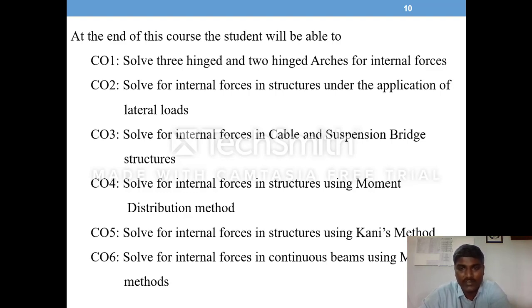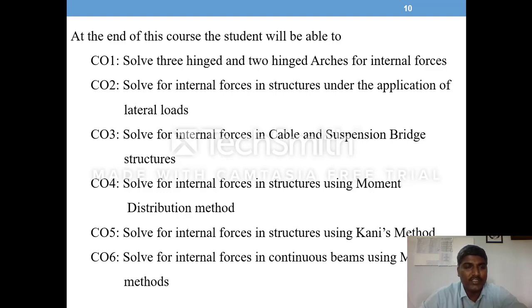So after reading the first unit, what is the student able to do. After undergoing unit 1, the student will be able to solve 3 hinged and 2 hinged arches for internal forces. This is the outcome set. Similarly, for unit 2, we say course outcome 2. The student will be able to solve for internal forces in structures under the application of lateral loads. So it is in line with the syllabus that is set by JNTU-K.